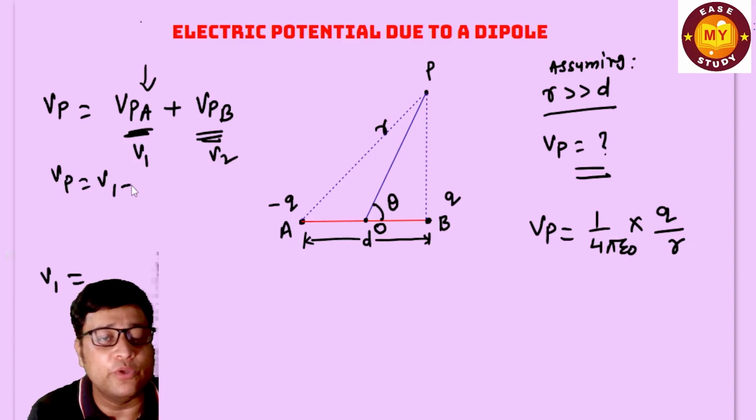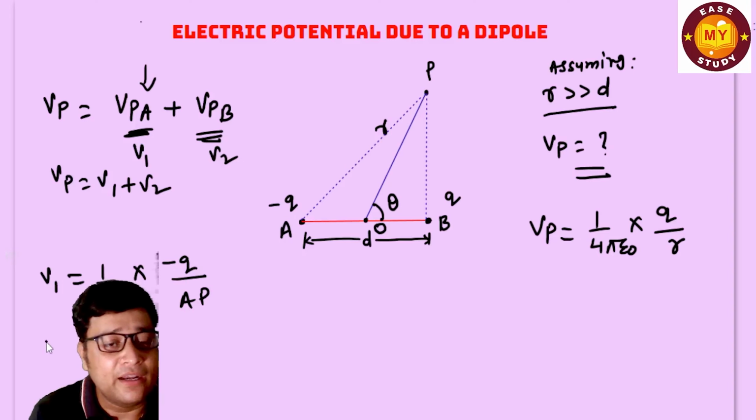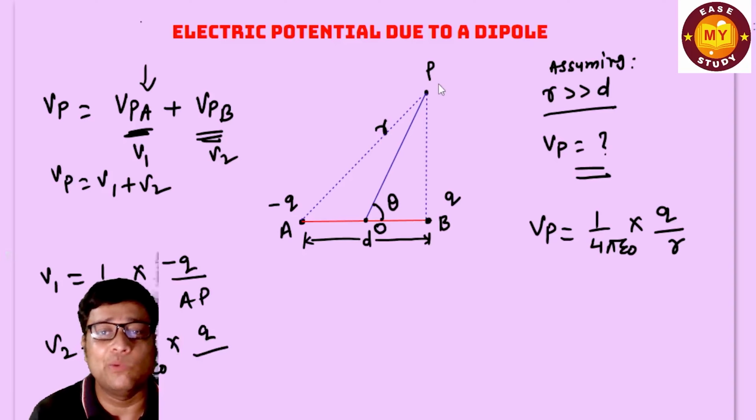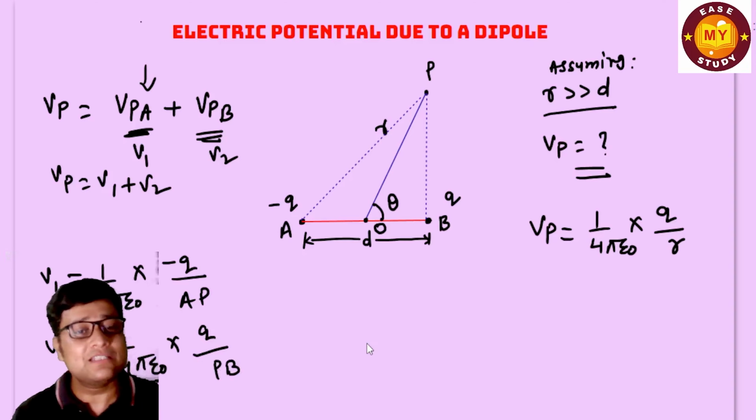So what is my V1? 1 by 4 pi epsilon naught, and what is this charge? Minus Q by, what is the distance? R. This is AP. Now V2 is 1 by 4 pi epsilon naught into Q by, what is this distance? PB. So what is the variable here? 1 by 4 pi epsilon naught is constant, minus Q and plus Q are the given charges, constant.